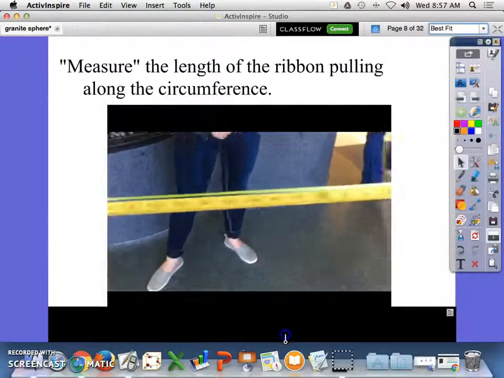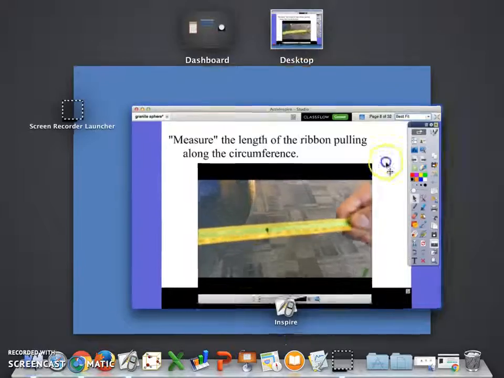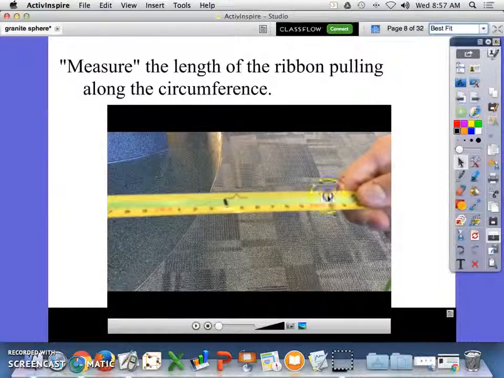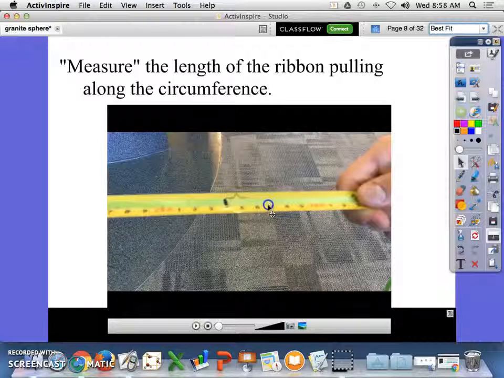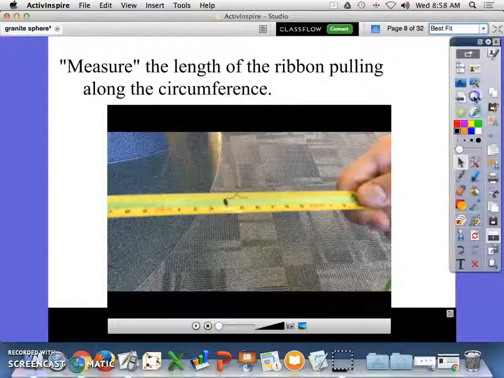The circumference of the sphere was determined to be 2.84 meters. You were able to pick up a little audio there. So you just lay this ribbon out, I marked it with a marker, and lay it out on a tape measure and get the measurement that way.